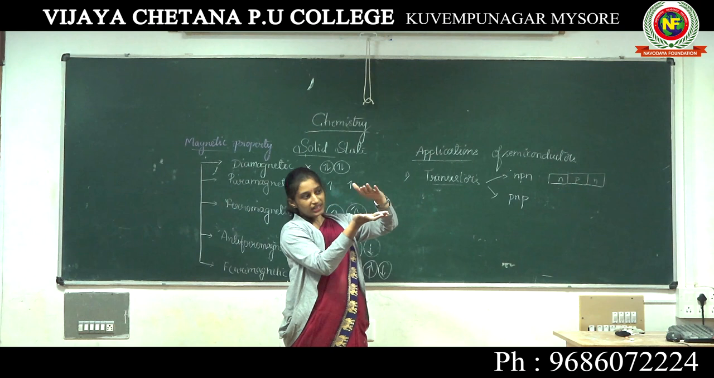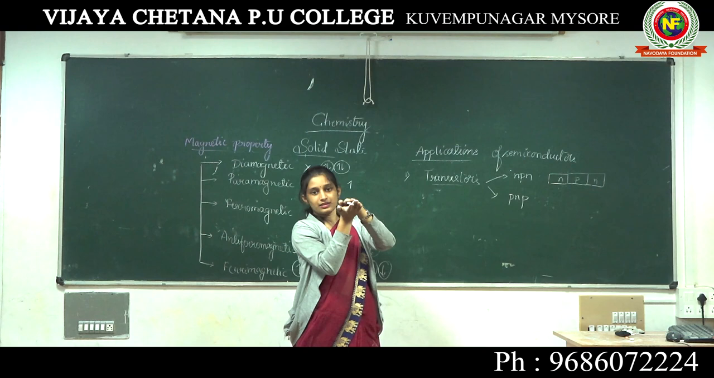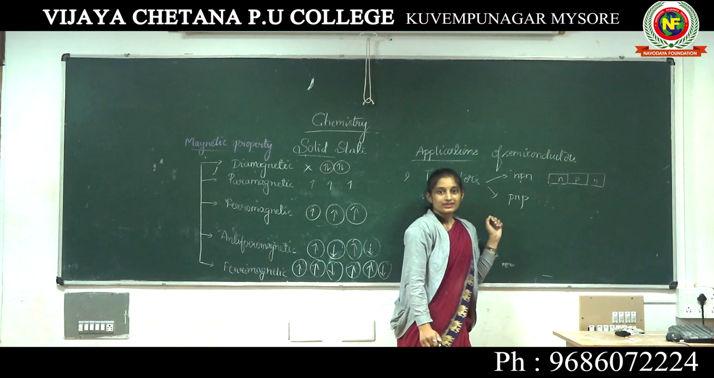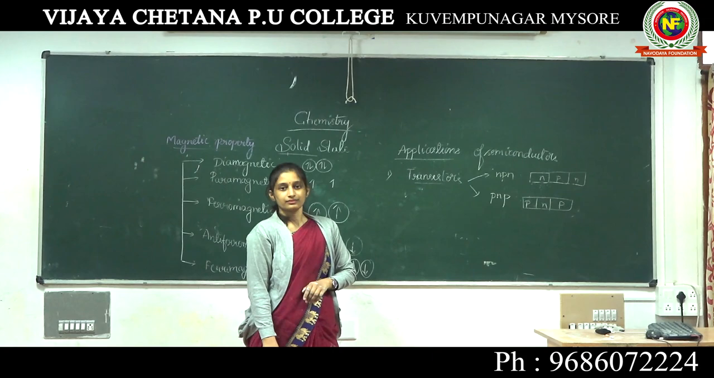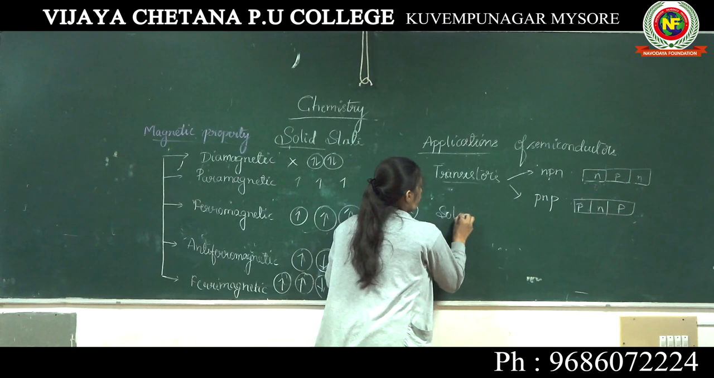It's like a sandwich, a pizza, you know that. Sandwich means it's present in between two same things. These two are the same, N-type, in between the P is there: NPN. Then this one also is the same thing: P on the sides, N in the middle. Understood? And second important one, solar cells.